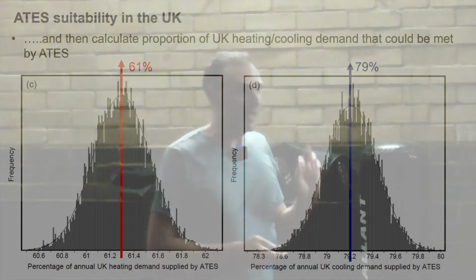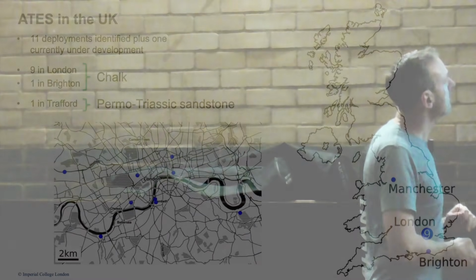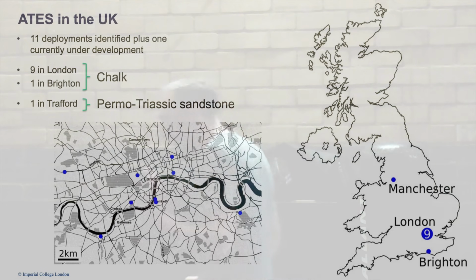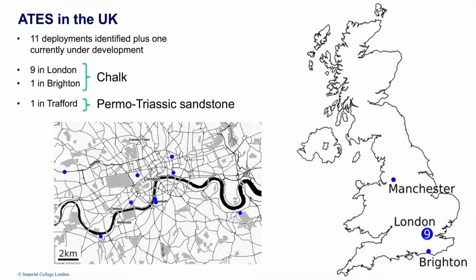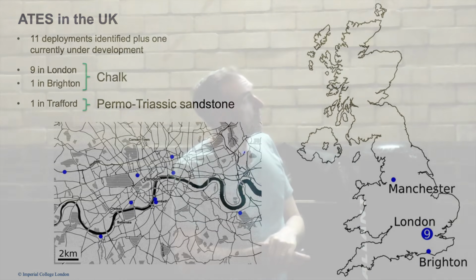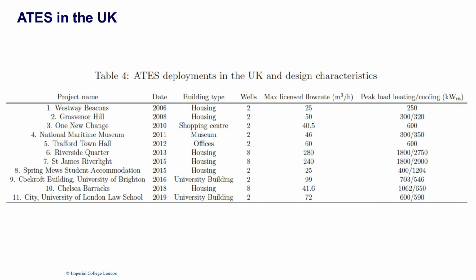This is not 3.5%, it's a very big percentage of what we need. And we do actually have some operating systems, so we can demonstrate that it works in the UK context. We have 11 systems altogether, so not many. 10 of them in the chalk and 1 in the Permo-Triassic Sherwood Sandstone in Manchester. And the kind of scales that we have for this is the 11 systems. They typically use 2 to 8 boreholes, but they offer sort of megawatts of heating.